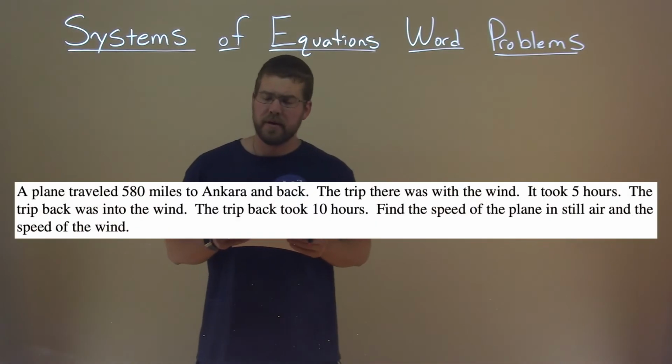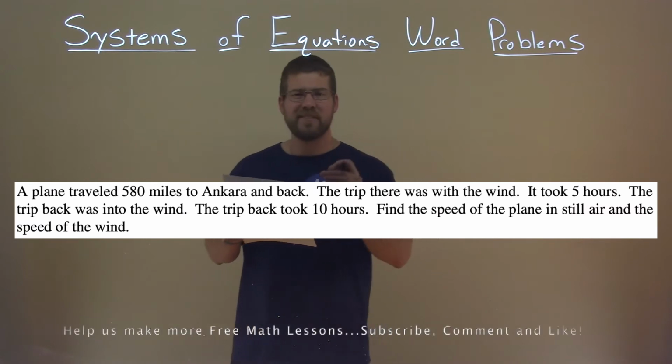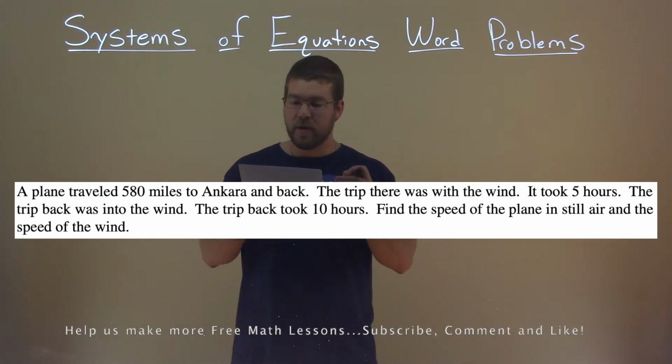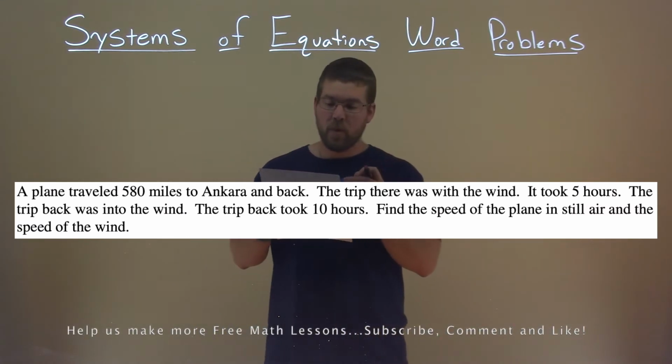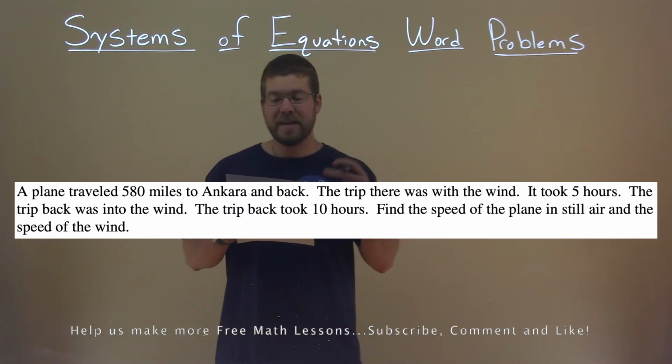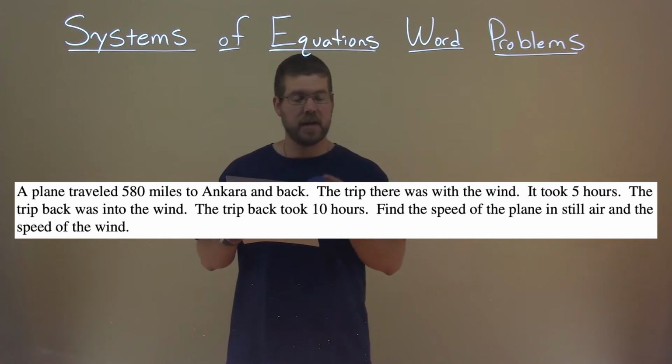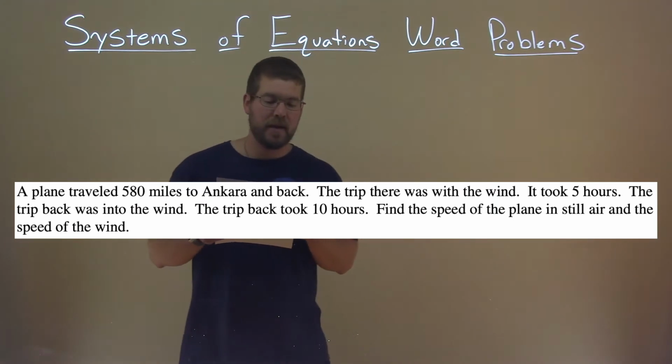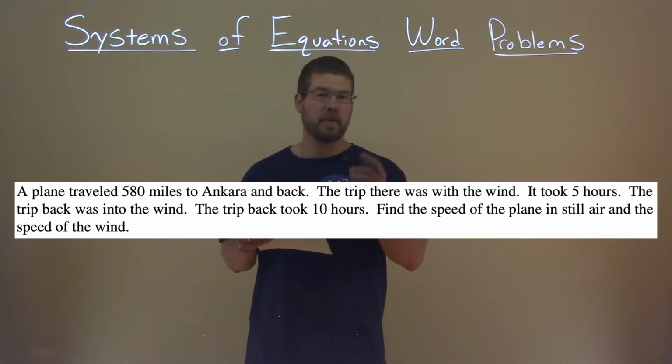We're given this problem right here. A plane traveled 580 miles to Ankara and back. The trip there was with the wind. It took 5 hours. The trip back was into the wind. The trip back took 10 hours. Find the speed of the plane in still air and the speed of the wind.